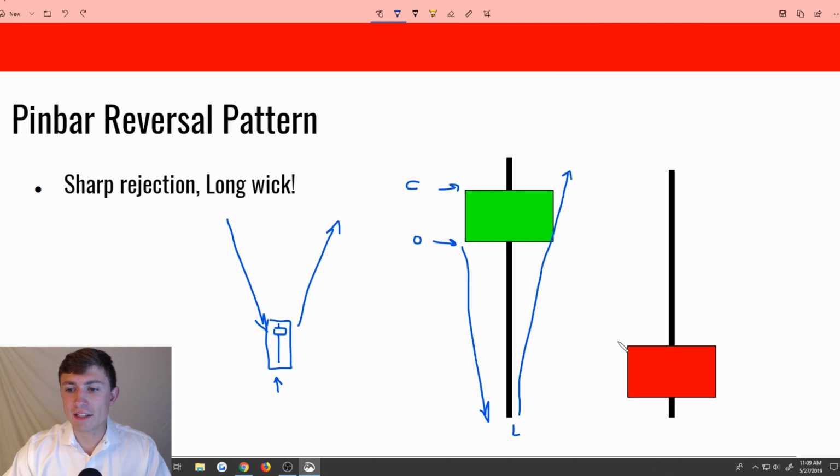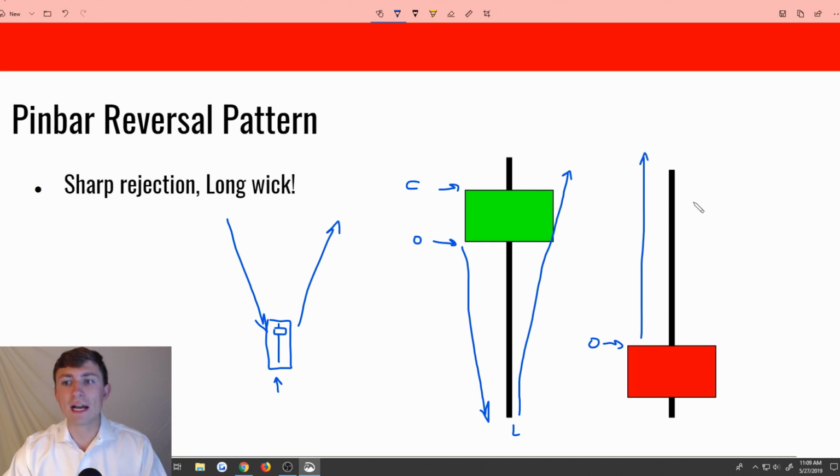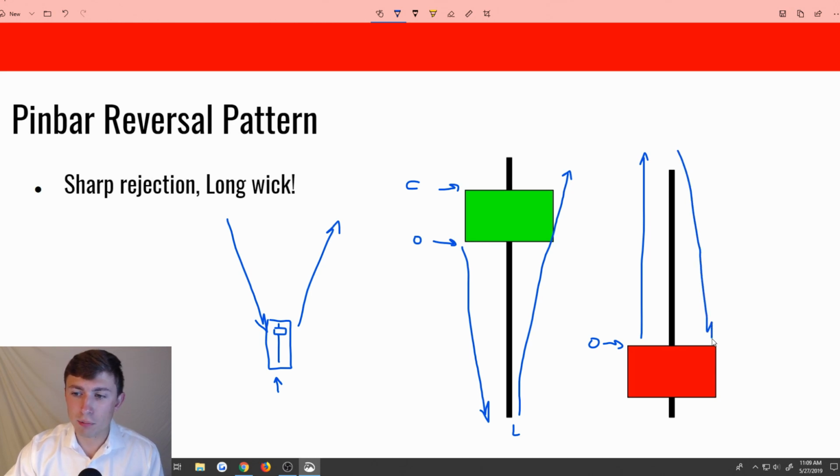So essentially we have a similar story. Here is our open, right? And price moved all the way up. So we saw bullish pressure start out the day or the bar or the 4-hour chart, whatever you're looking at. And quickly though, sellers stepped in and pushed price all the way back down. And not only that, they actually ended up closing the bar lower. So it was actually a red candlestick overall.